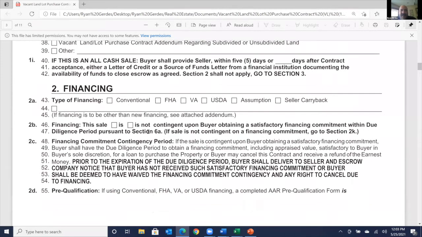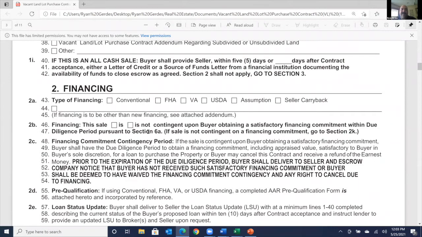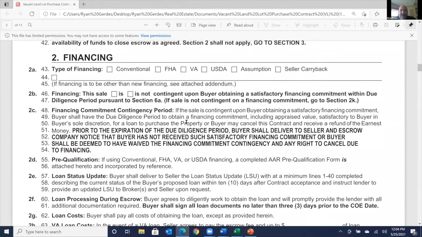So financing, going back to that buyer contingency, that's where this would tie in here. If there was any other contingency requirement for the buyer to obtain financing, that's what would dictate which box is checked here. Financing commitment and contingency period.